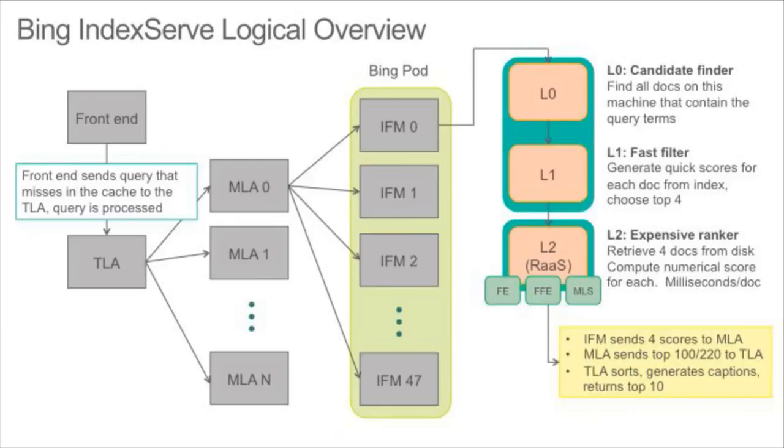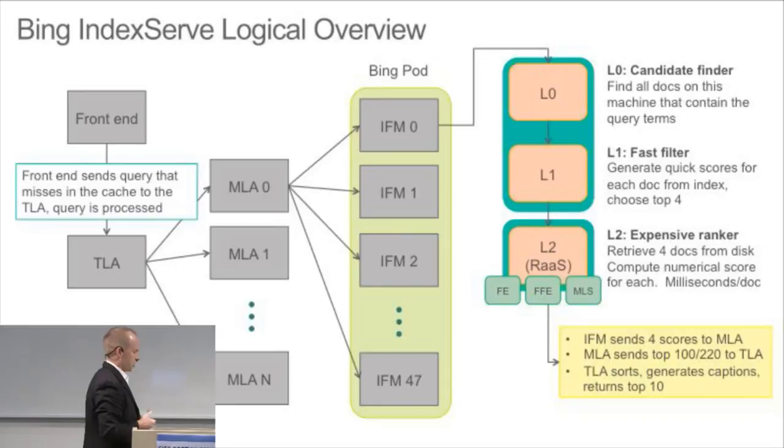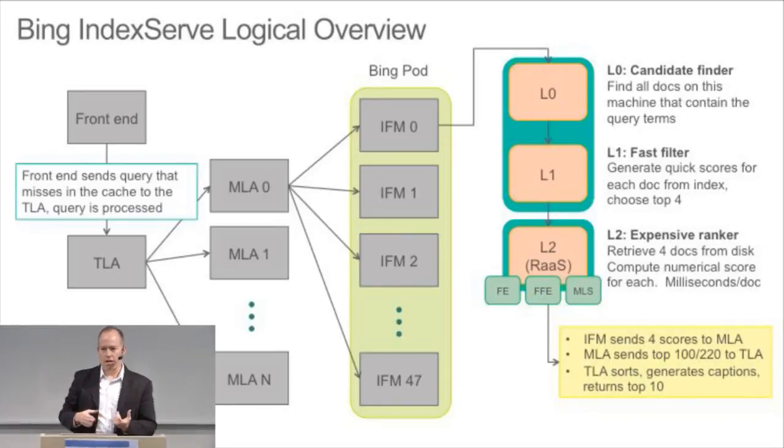You have a front end where web queries come in, and there's a front end cache there. If you hit in the cache, you just return those results. But somewhere between a quarter and a half the time, you miss in that cache. And you actually need to then go to the web index and rank the document, or rank the query that's been presented. So on a miss, you go down to this thing called a TLA. That stands for top level aggregator. And like in a MapReduce program, this is the server that's actually going to marshal and control and coordinate the whole query.